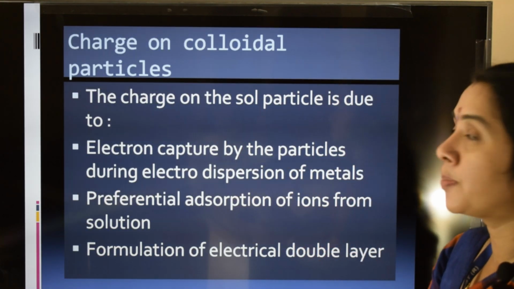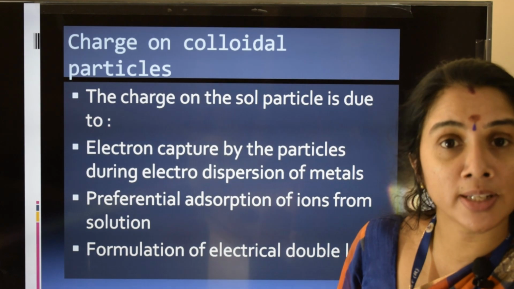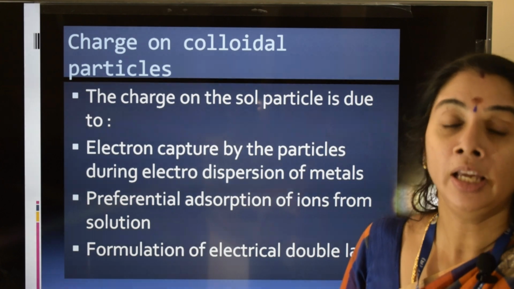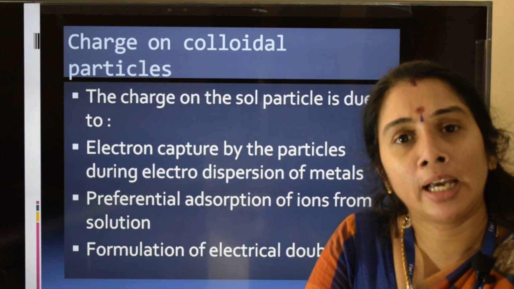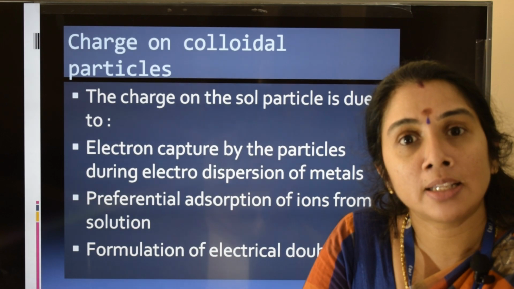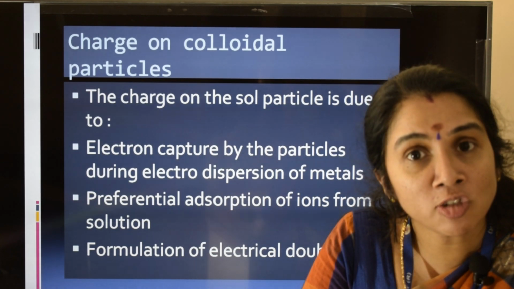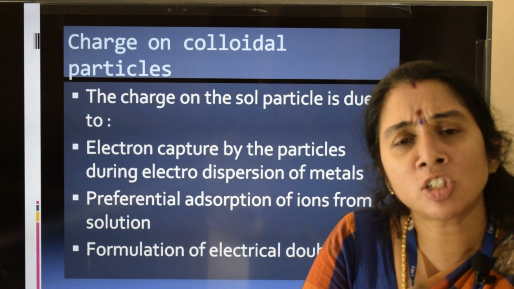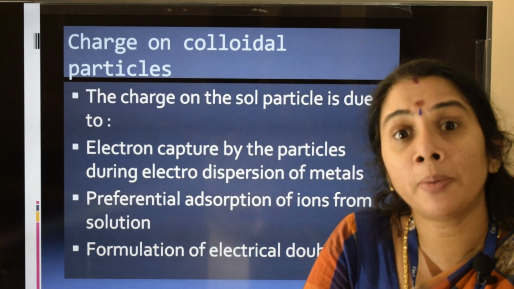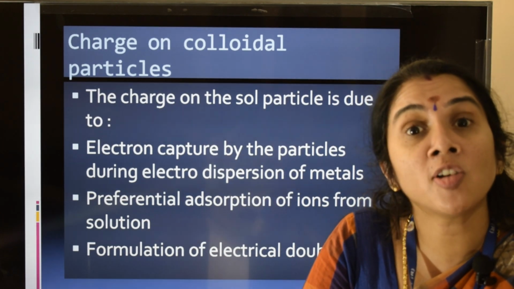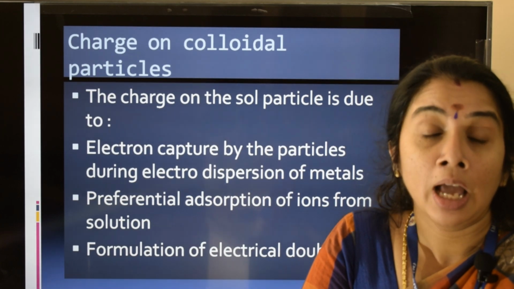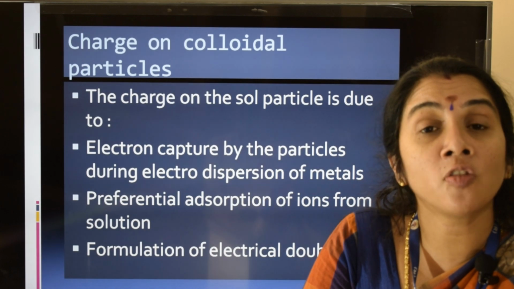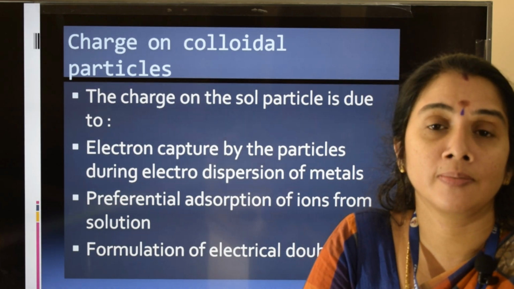Now the third property which I would like to discuss here is the charge on the colloidal particles. It is very interesting to note that each and every colloidal particle will possess either a positive charge or a negative charge. To give an example of a positively charged colloid, we can say hemoglobin. Hemoglobin is an example of positively charged colloids. Similarly, hydroxides of metals, aluminum hydroxide sol and ferric hydroxide sol, all belong to positively charged colloids.